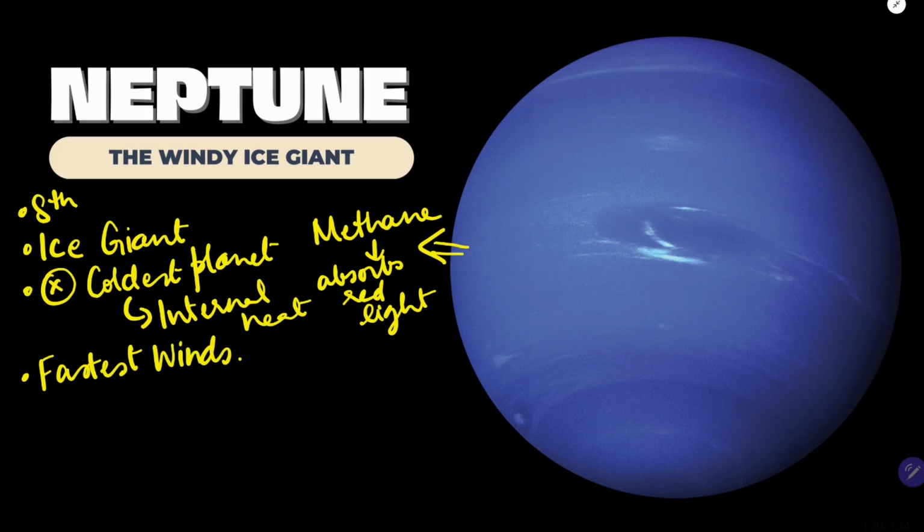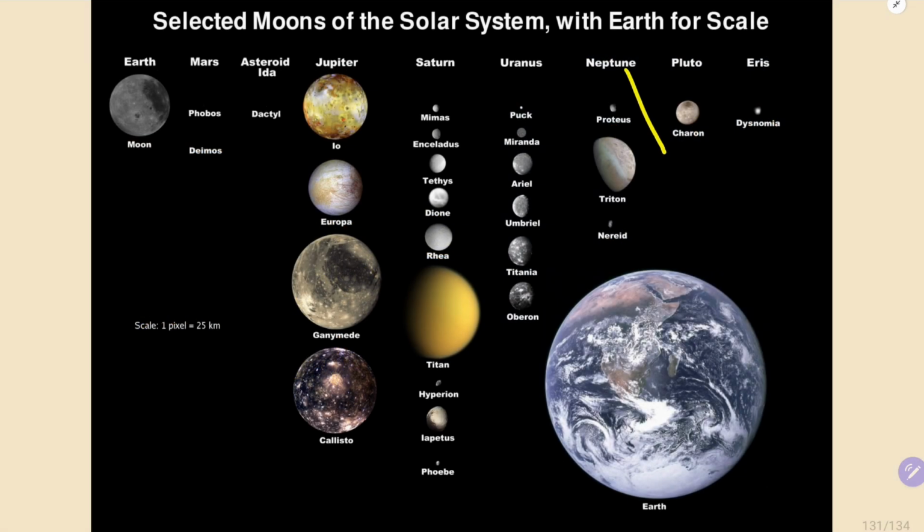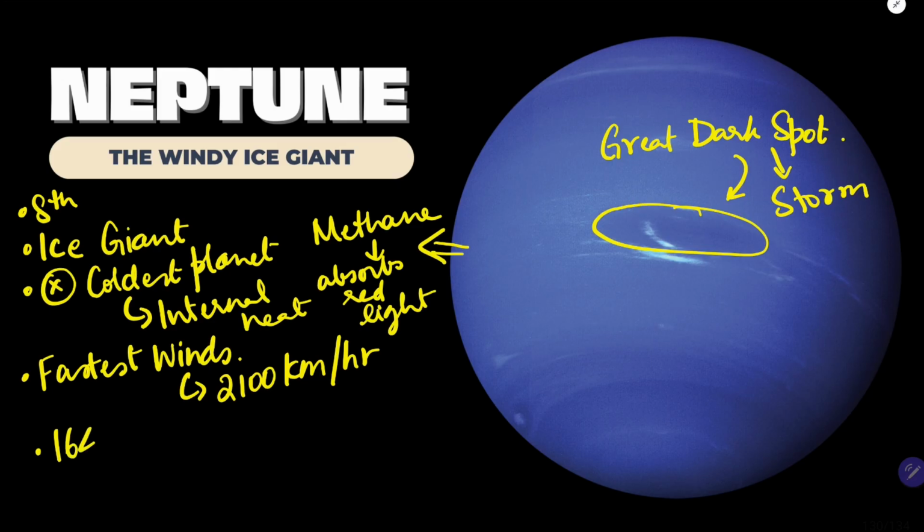Neptune has the fastest winds in the solar system, with winds reaching up to 2100 km per hour. An interesting feature on Neptune is the Great Dark Spot. The Great Dark Spot is a massive storm system similar to Jupiter's Great Red Spot. Neptune has 14 known moons, with Triton being the largest. Neptune takes 164 years to complete one orbit around the Sun.